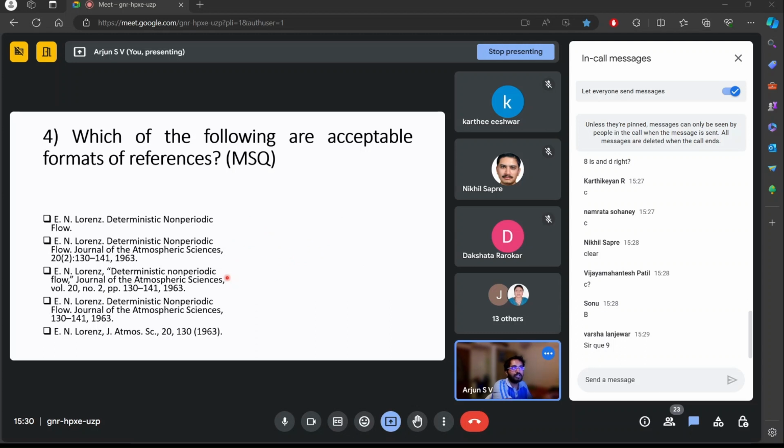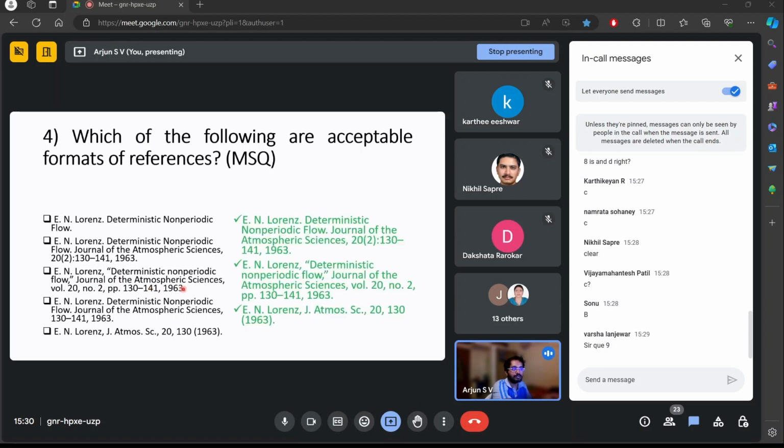Question number 4, which of the following are acceptable formats for references? Generally you will have the author name. The article name is not compulsory, but it is recommended. The journal name is compulsory, then volume number, issue number, page number, and the year. So options B, C, and E are correct.